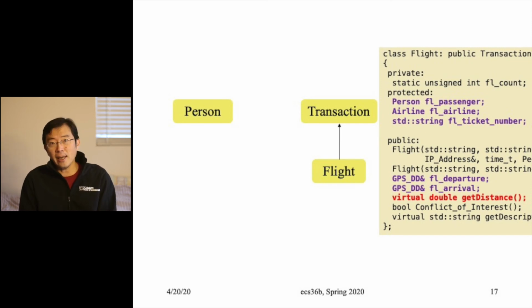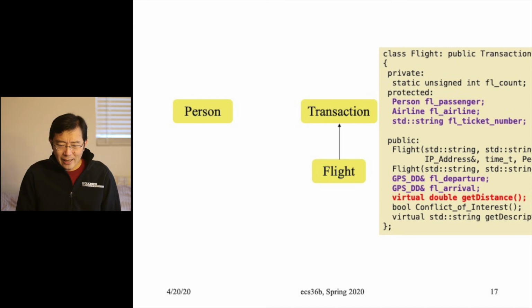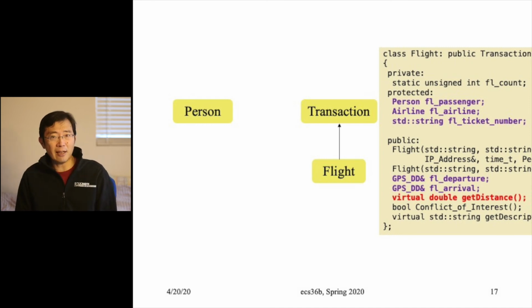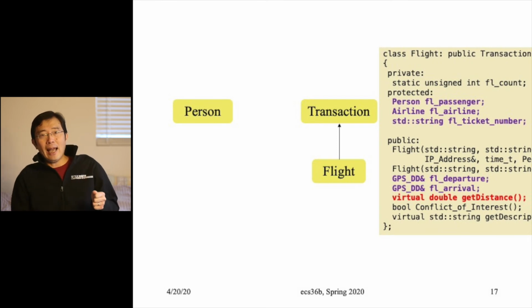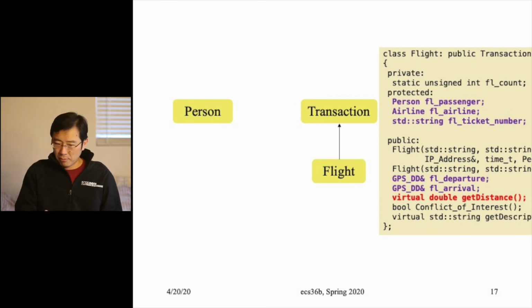This is the first time we're going to use inheritance. You can see the definition: the class flight is inherited from transaction. So flight is a transaction, a subclass of the transaction, and I define a bunch of new things specific to flight. Transaction is a general activity, while flight is a specialization of that general transaction concept. So that's a very proper use of the inheritance mechanism.